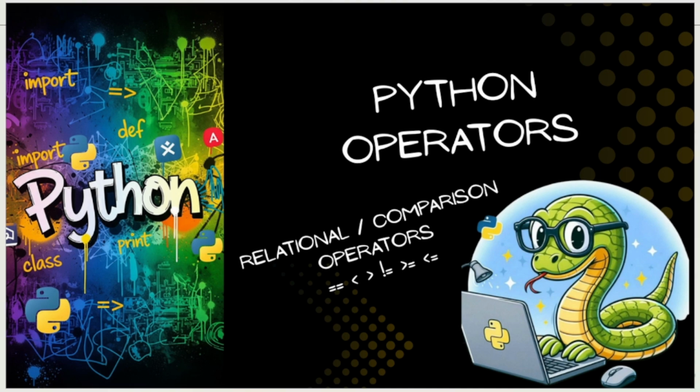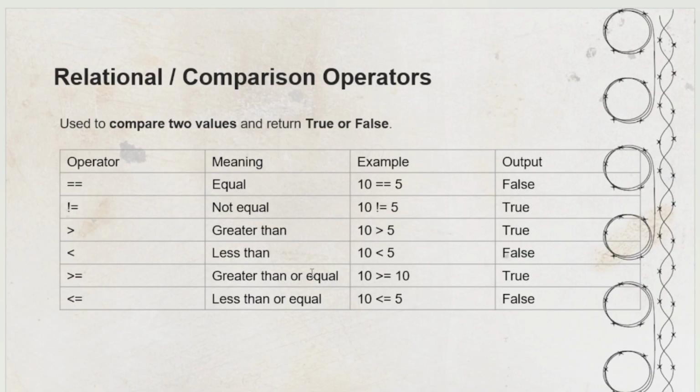Let's start today's topic, the relational or comparison operators. The relational or comparison operators are used to compare two values or variables and return true or false. For comparing two variables or values, we use equal, not equal, greater than, less than, greater than or equal to, and less than or equal to.